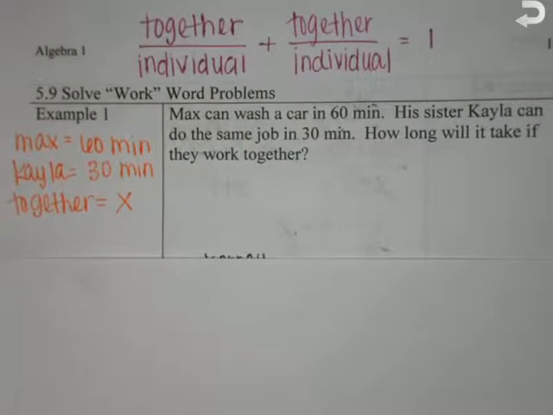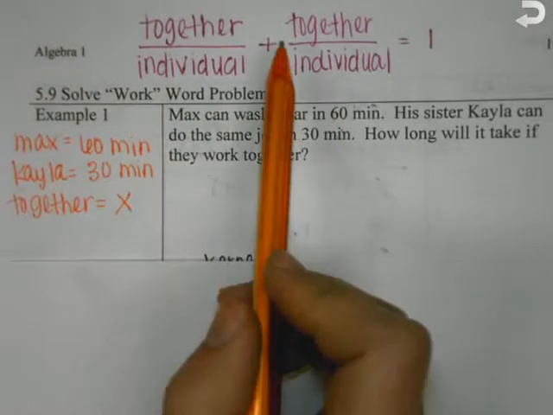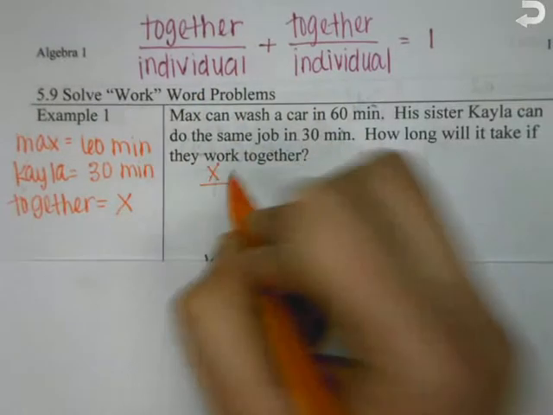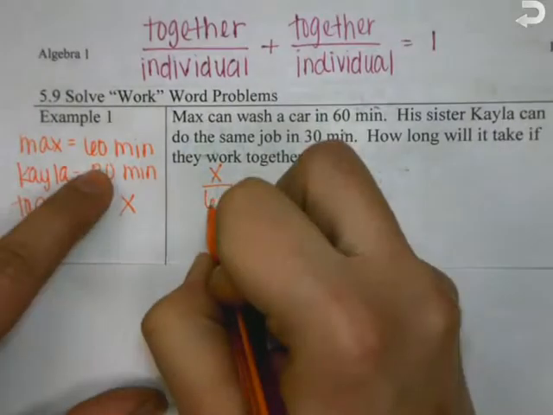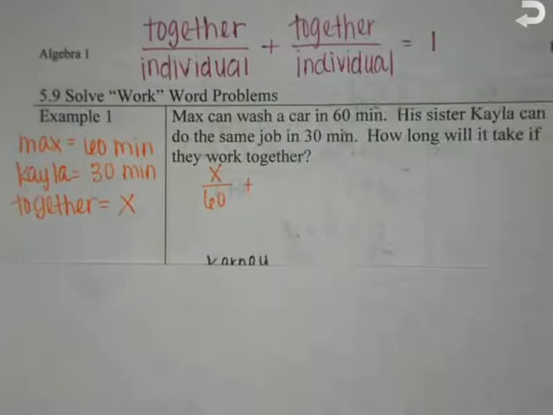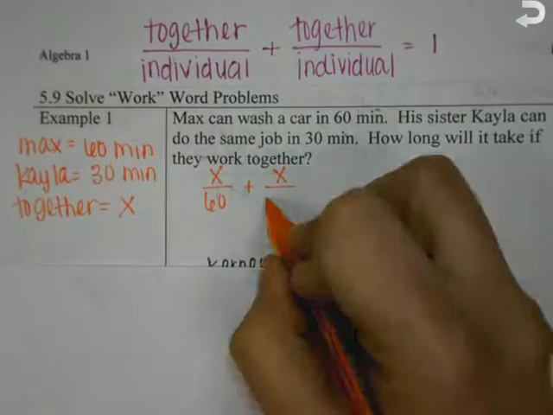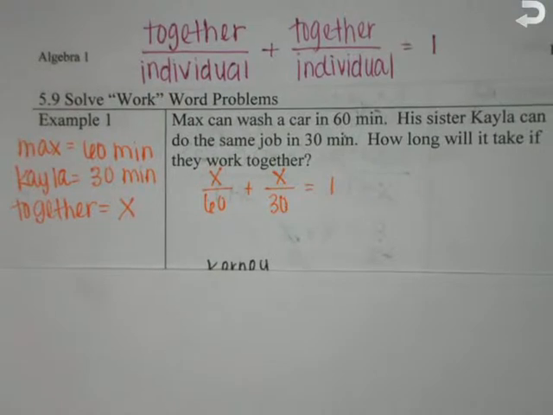So, we're going to plug all this information that we know into the formula. Together over individual, what's together? X. So this is X over individual. Who do you want to put first? Let's put Max. So that's X over 60 plus together X over the other individual, so over 30, is equal to 1. What method am I going to use to solve this? Cross multiplying or LCD? LCD. Good, LCD. What is the LCD? 60. So multiply everything by 60.